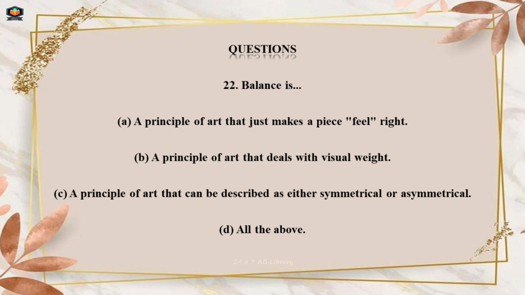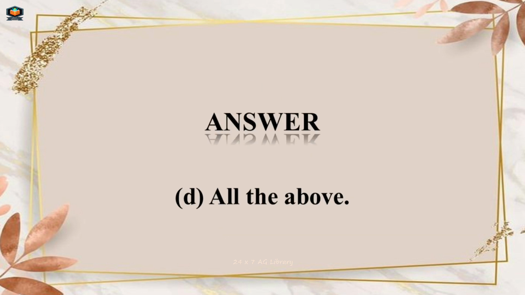Question 22. Balance is: A. A principle of art that just makes a piece feel right. B. A principle of art that deals with visual weight. C. A principle of art that can be described as either symmetrical or asymmetrical. D. All the above. Answer. D. All the above.